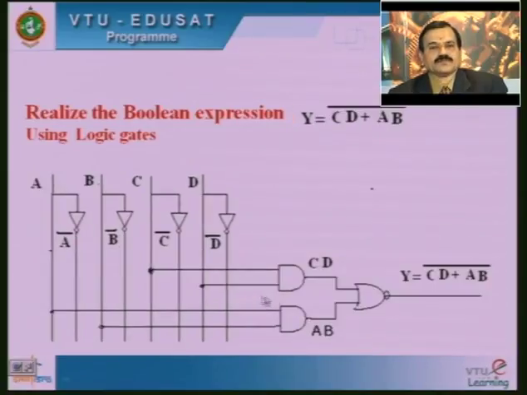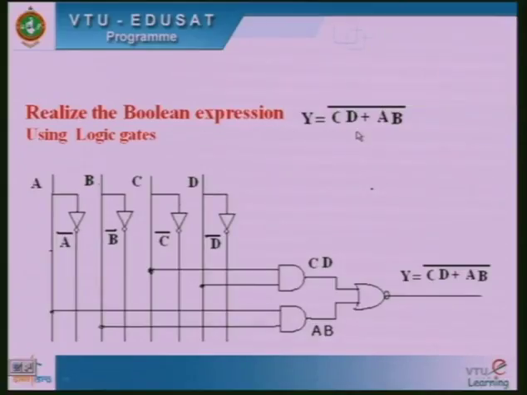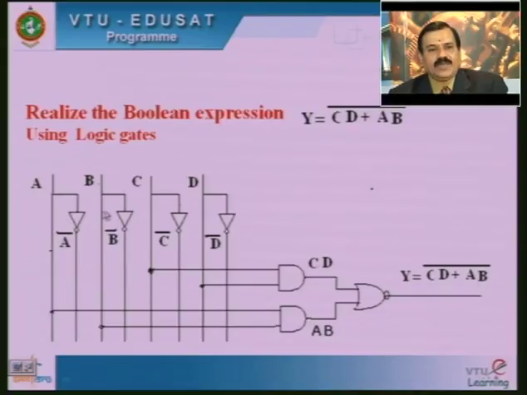So now this is the realization of the Boolean expression Y equals C D plus A B, the total complement. Once again, in a similar way, A B C D are taken from the parallel lines, and NOT values of A B C and D are achieved. So on these 8 lines the values of A, A bar, B, B bar, C, C bar, D and D bar are made available.